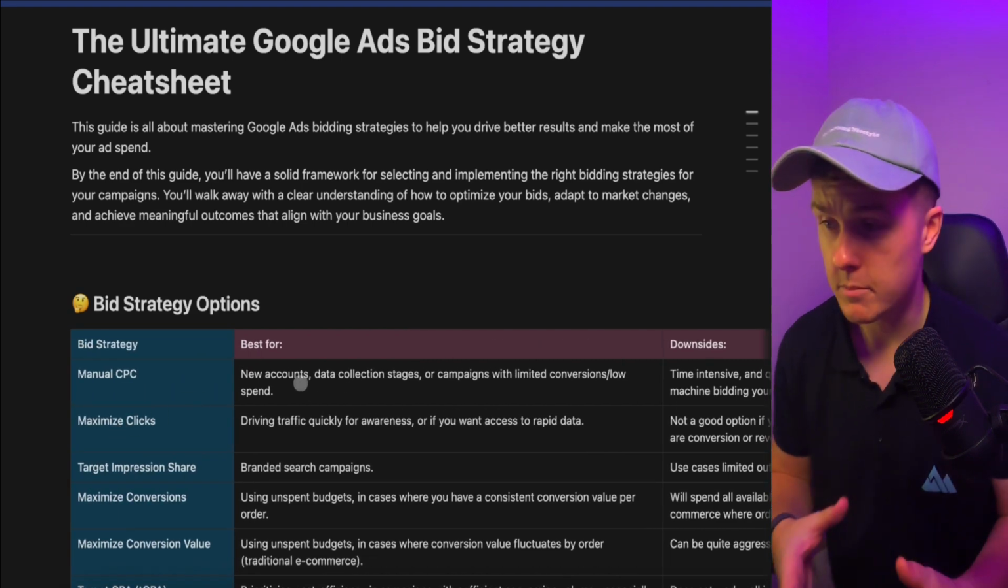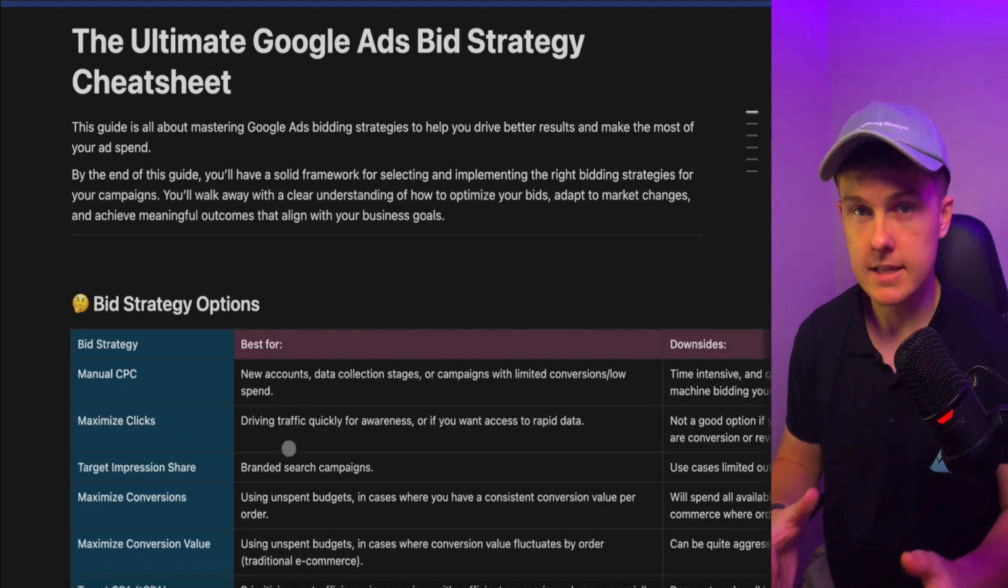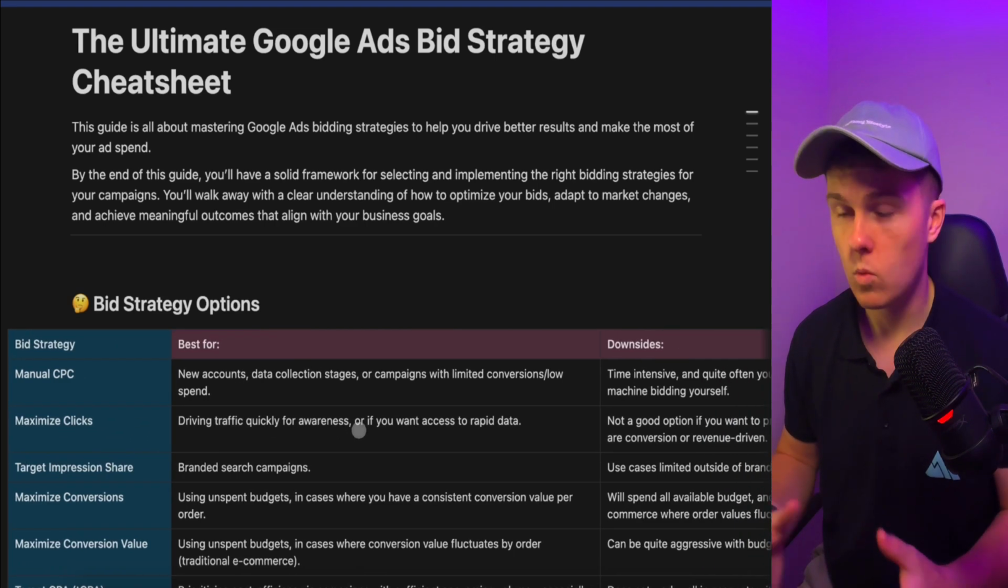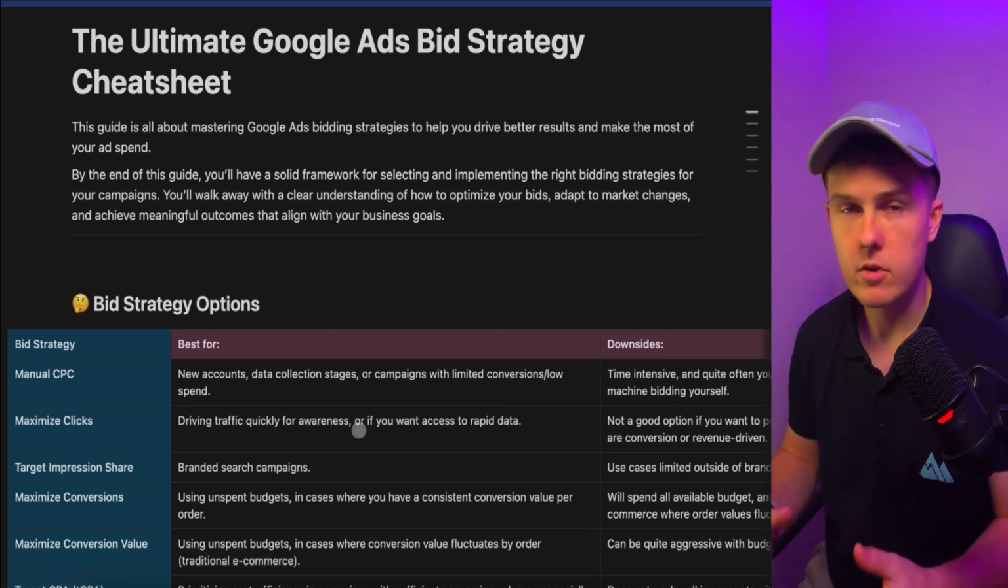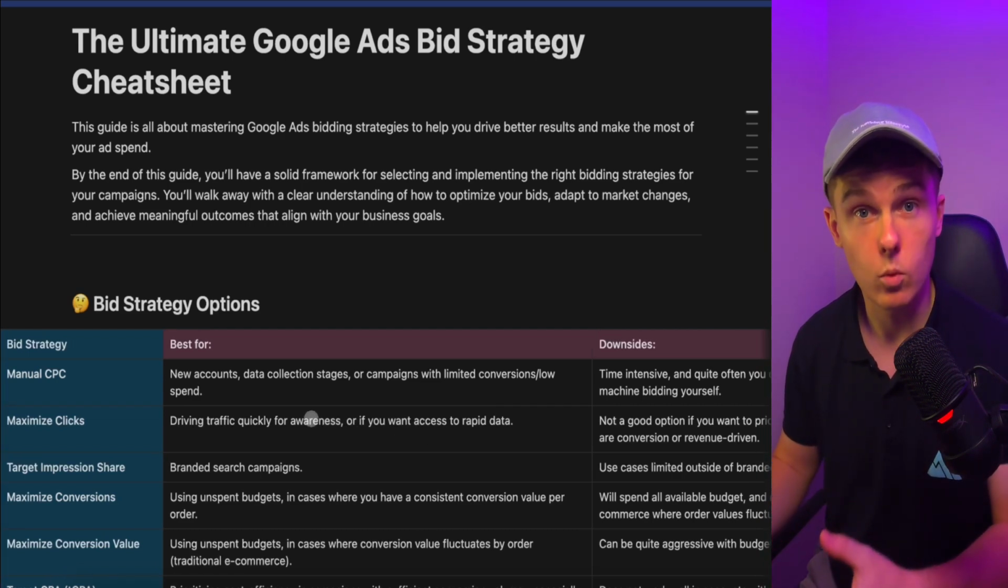Max clicks is similar, but generally more aggressive than manual CPC. You're aiming to get as many clicks as possible within your daily budget. It's good if you need lots of traffic quickly or if you're pushing a campaign solely for awareness.